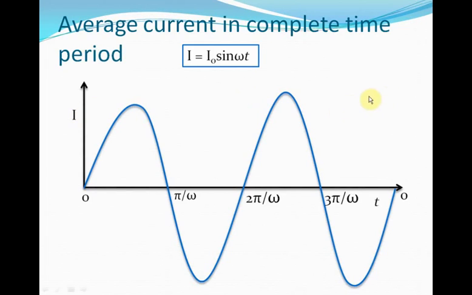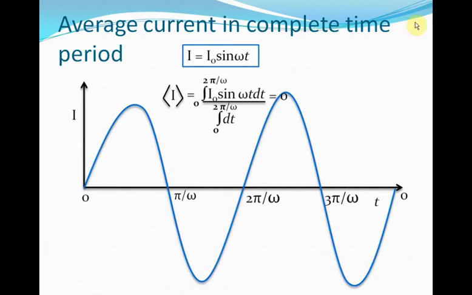So the average value of the current in the complete time period is clearly integral 0 to 2 pi by omega I naught sine omega t dt divided by integral 0 to 2 pi by omega dt. After all, in this case, f of t dt is I naught sine omega t dt, isn't it? And dt is dt. So we've used the same formula that we just discussed to calculate the average current in the complete time period, in one cycle. Now, when we simplify this expression, we get the value for the average current in the complete time period as 0. This is interesting, isn't it?